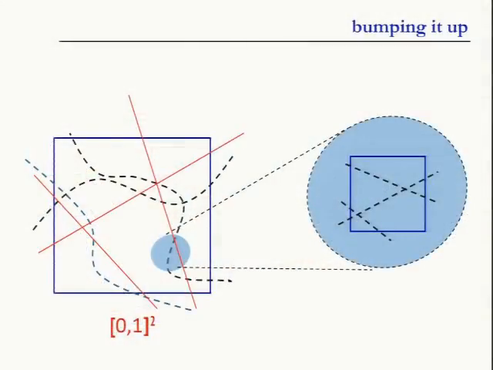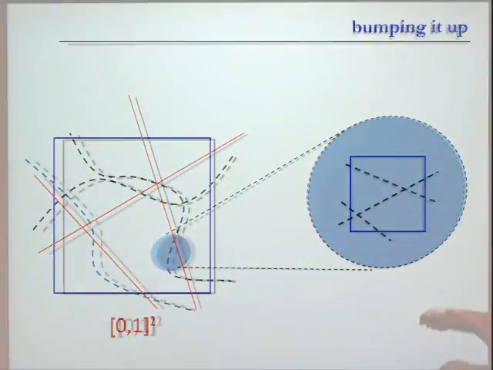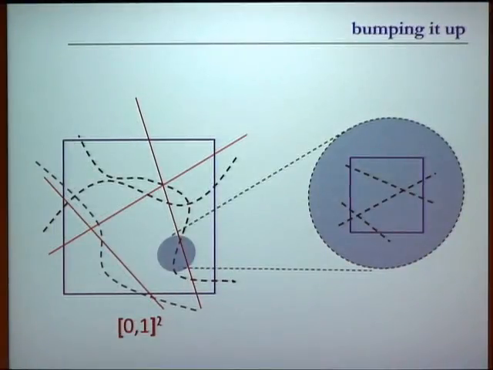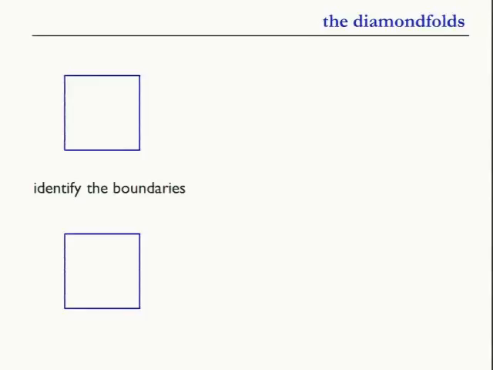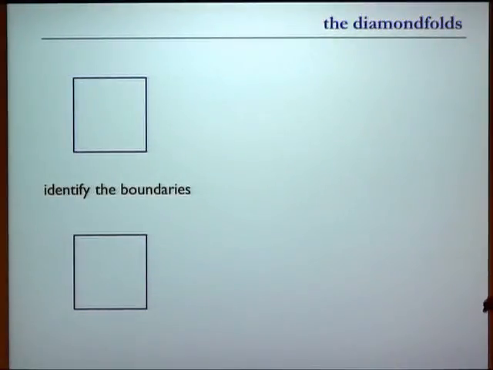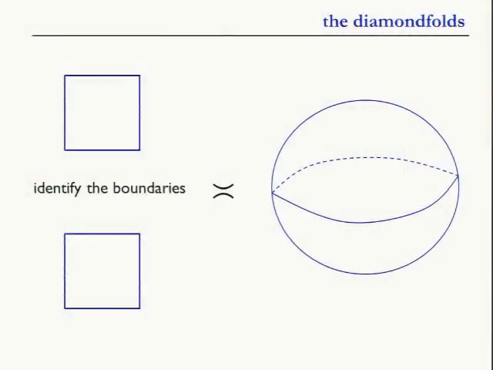That was great, but this square embeds isometrically into L1, so it's not so interesting. We have to do something a little bit more. So here's the basic step of the construction. Take 2 copies of the unit square and identify their boundaries. So just glue them along the boundary. So topologically, we get a sphere. Geometrically, it's not a sphere.